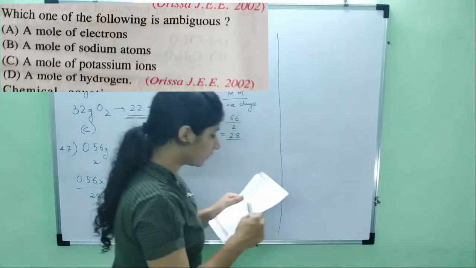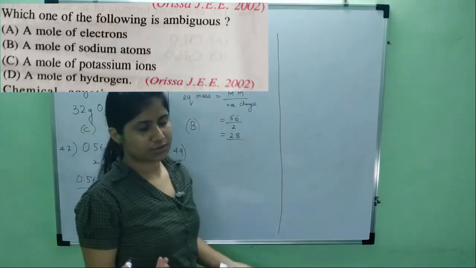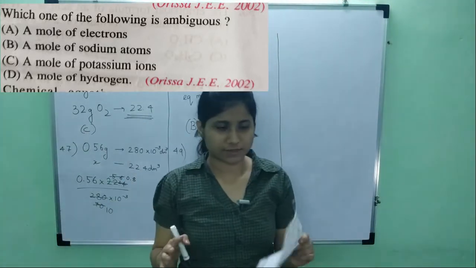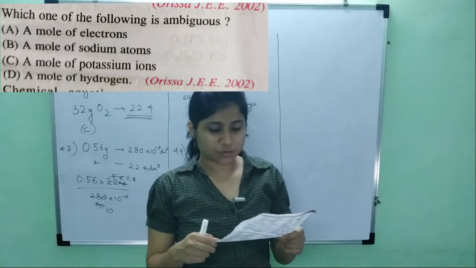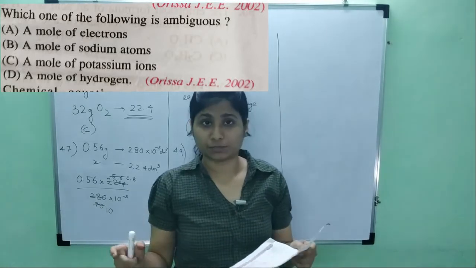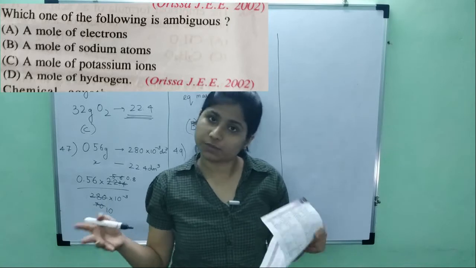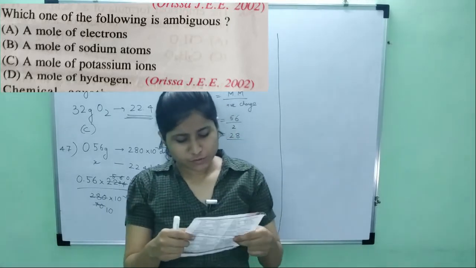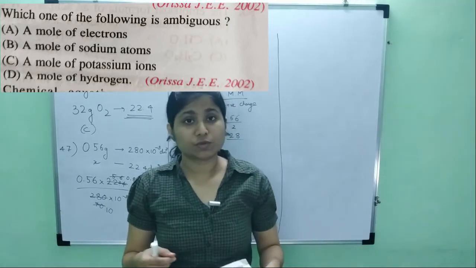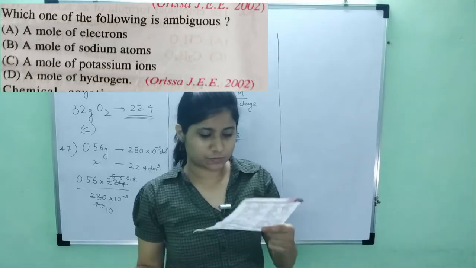So A moles of electrons. So we know that there are some A moles of electrons. That is definite. A moles of sodium atoms. So they have specified sodium atoms. So that is also definite. A moles of potassium ions. Now here they have used potassium ions. So that is also fine.